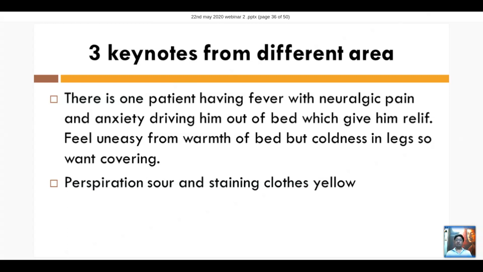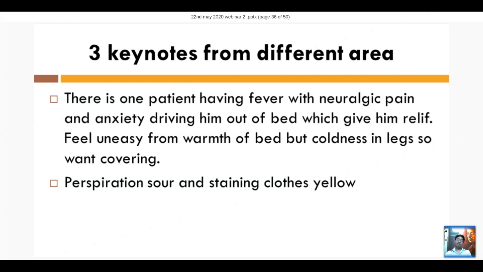One patient is having fever with neuralgic pain, severe neuralgia, along with that fever, which is driving him out of bed, right, which gives him relief. Feels uneasy from the warmth of bed, but has coldness in the legs, so he wants covering. The warmth of bed is aggravating him, but there is coldness of limbs also, and still the covering is disturbing him. And he is having a perspiration sore and staining clothes yellow.